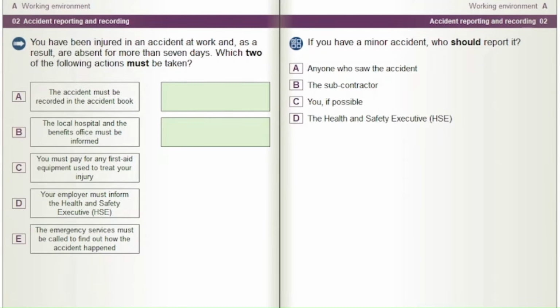If you have a minor accident, who should report it? Anyone who saw the accident. The subcontractor. You, if possible. The Health and Safety Executive, HSE.